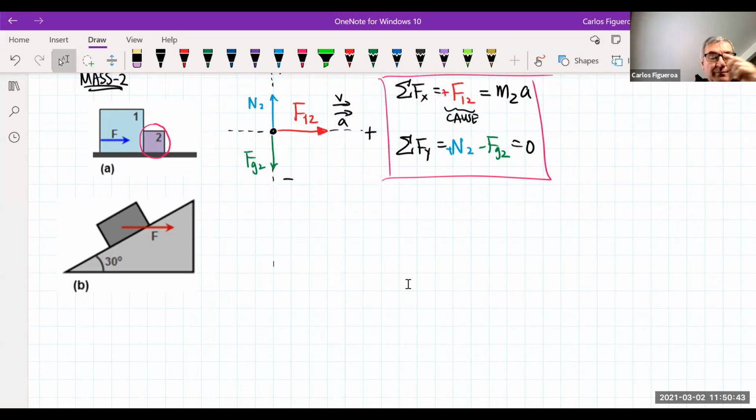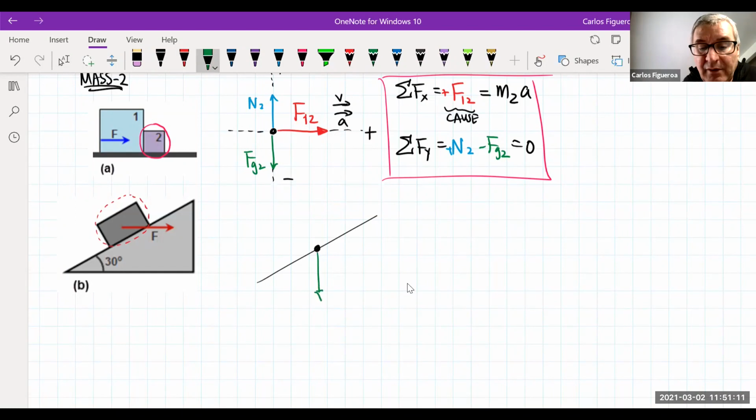But here we go. So what am I going to do? I'm going to isolate the box. What do I mean I'm going to isolate the box? I'm going to draw my incline, and I'm going to replace the box with a dot. And then I'm going to say, what are the forces acting on this block? So the obvious one is that we have the force of gravity.